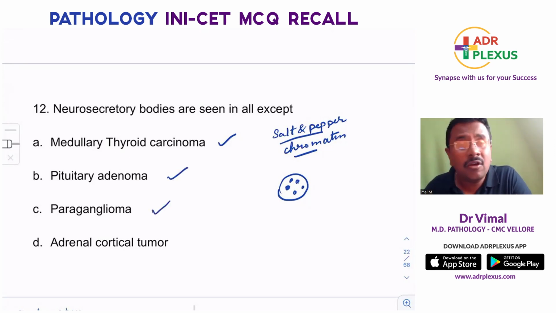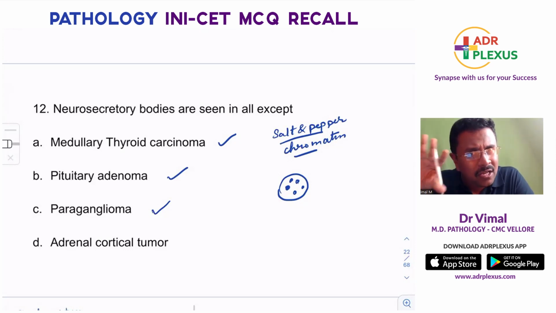Okay, and paraganglioma, and you remember this paraganglioma or pheochromocytoma has a lot of markers, and hormones will be produced. So it is quite common to see neurosecretory bodies in paraganglioma. You remember the example of a pheochromocytoma.